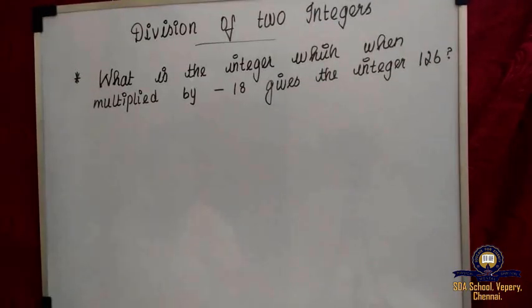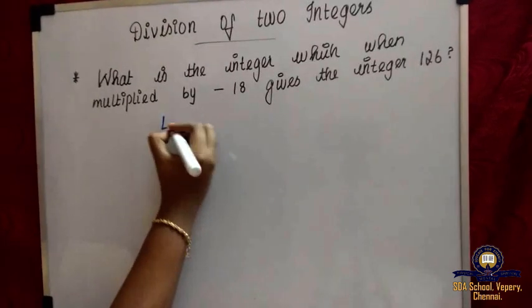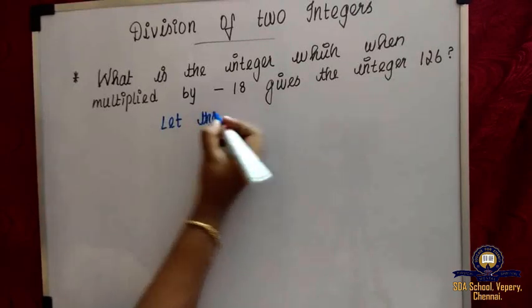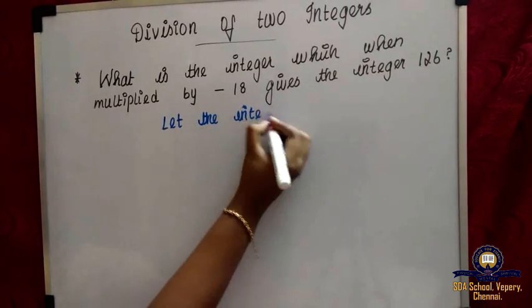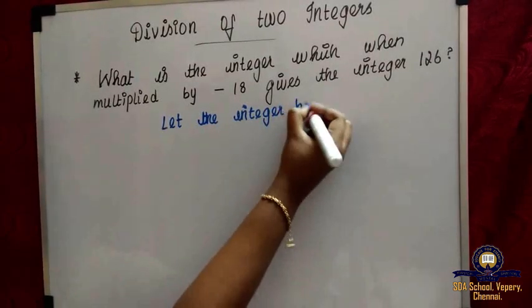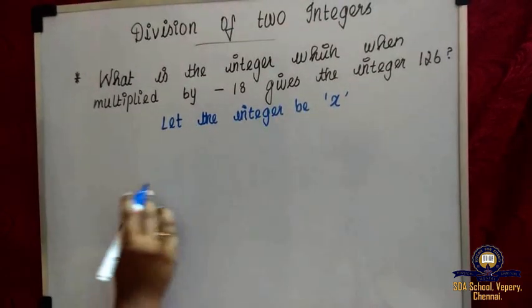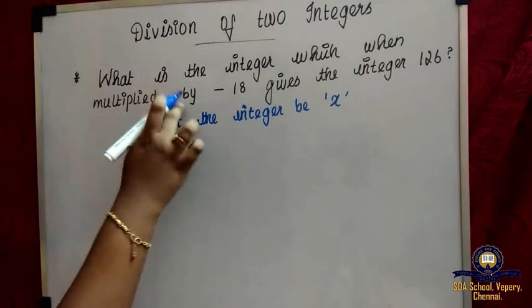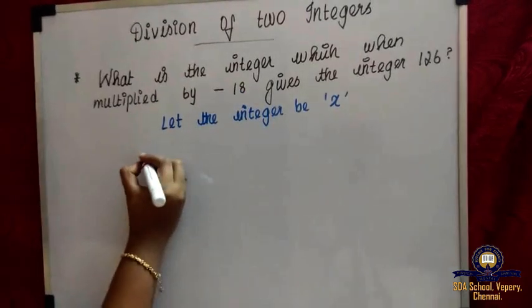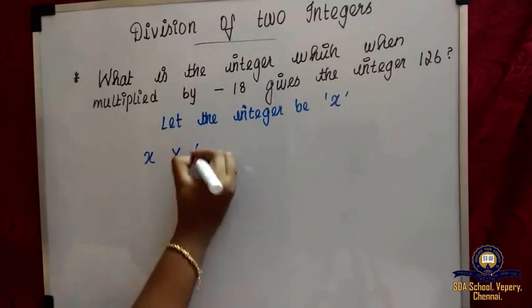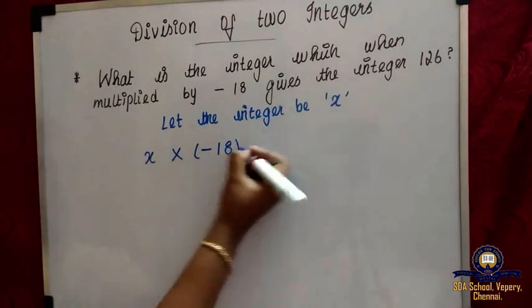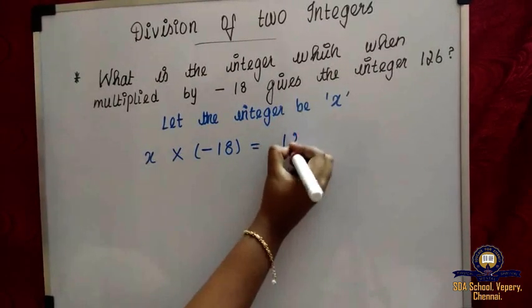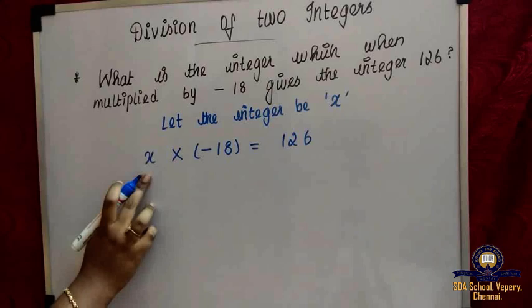What is the integer which when multiplied by minus 18 gives the integer 126? So we have to find the integer. So let the integer be x. So x is multiplied by minus 18 to give the integer 126. Now we have to find x.